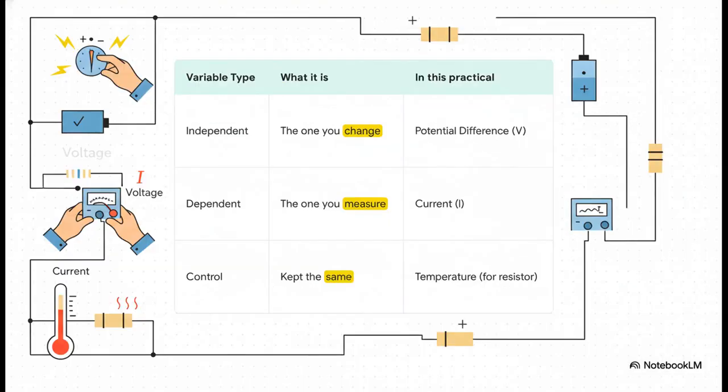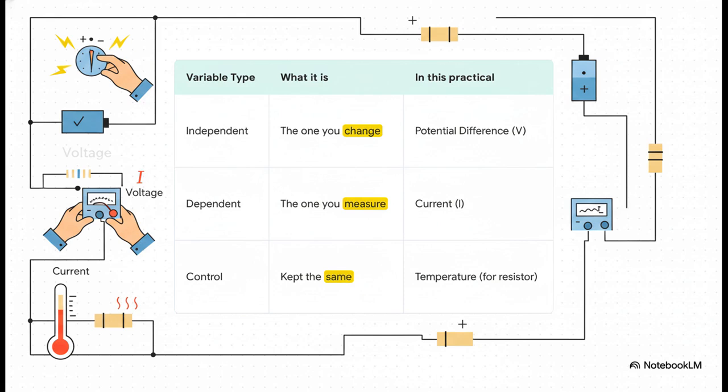And you know this is a big deal. For marks in any science practical, we need to know our variables. So the independent variable, the one we are deliberately changing, is the potential difference. The dependent variable is the thing we're measuring to see what happens, and that's the current. And a really important control variable, especially for the resistor, is temperature.